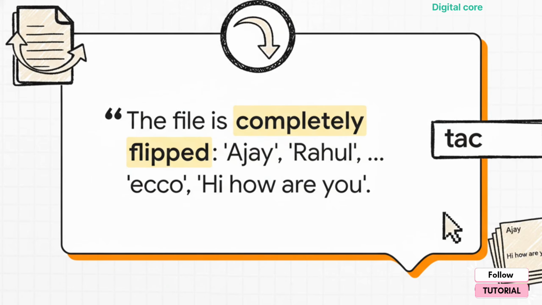Whoa, look at that. The whole file is completely flipped on its head. Ajay, which was the very last line, is now the first, and "hi, how are you," the original first line, is now sitting at the very bottom. It's a really simple idea, but man, is it a powerful trick.